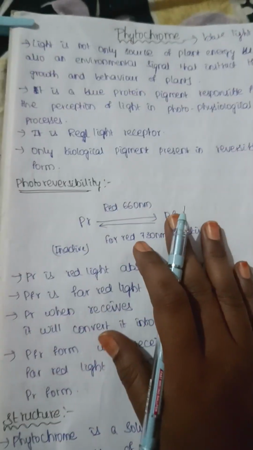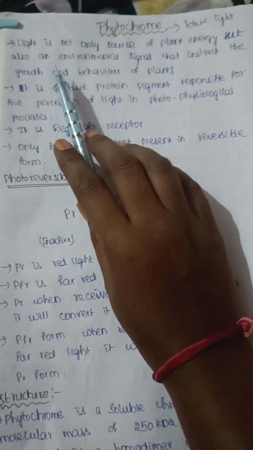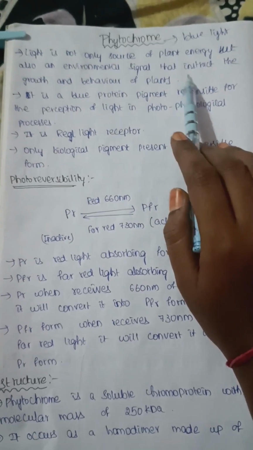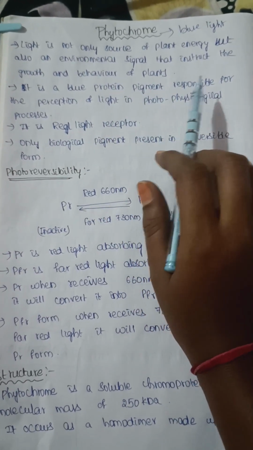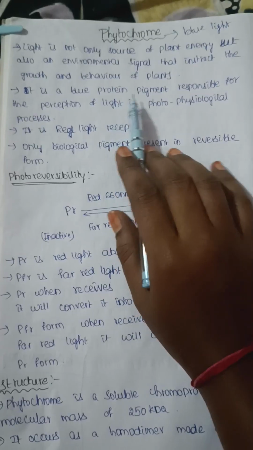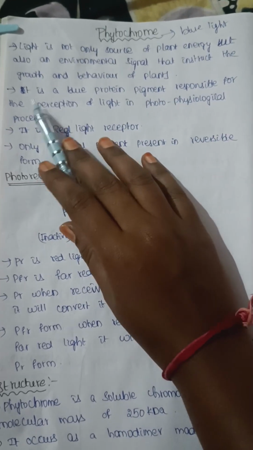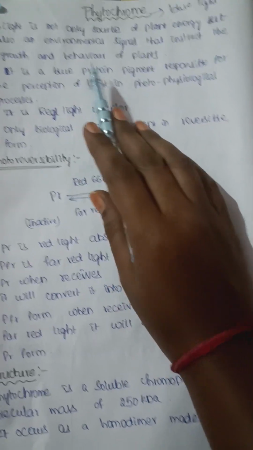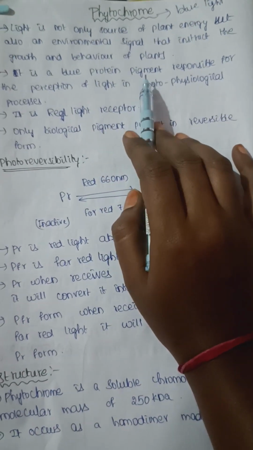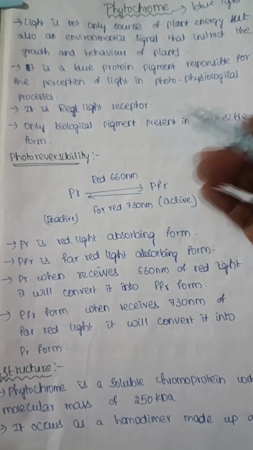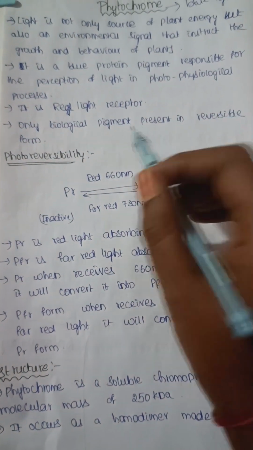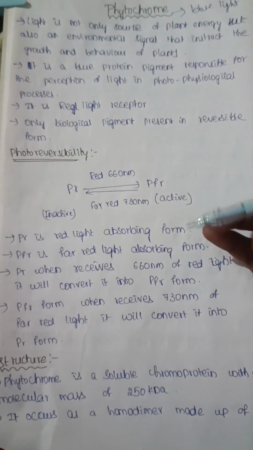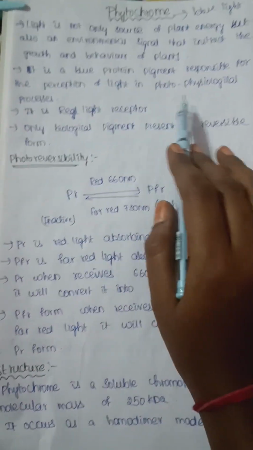Light is not only a source of plant energy but also an environmental signal that instructs growth and behavior of plants. It is a blue protein pigment responsible for the perception of light into photophysiological processes. But it is a red light receptor. It exists in blue color, but it receives red light.